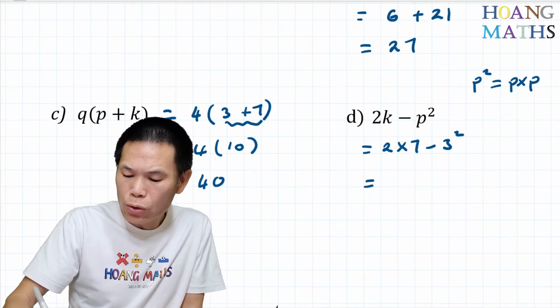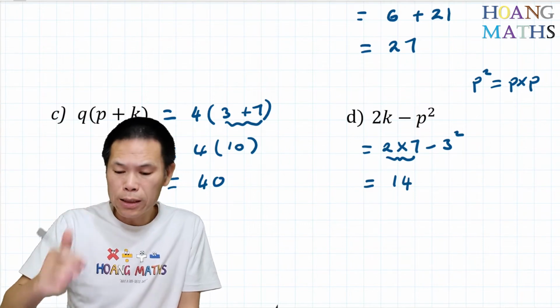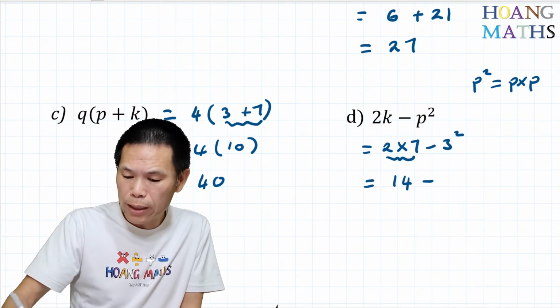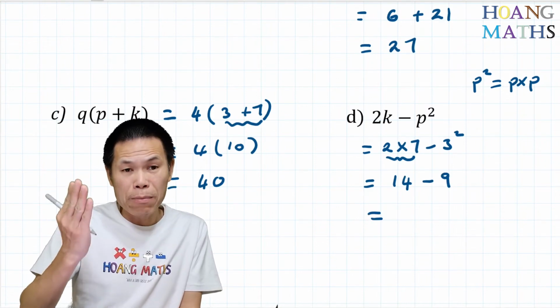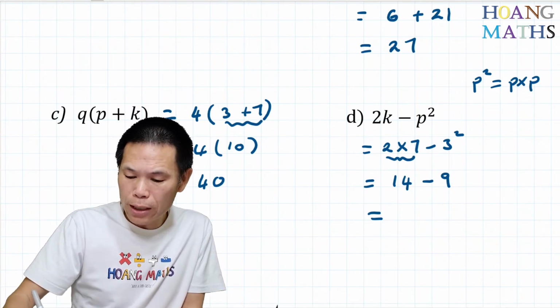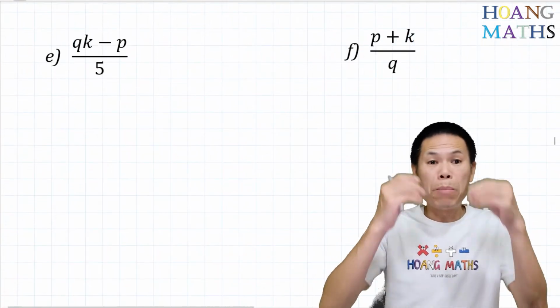So we can just do 2 times 7, which is 14. And we minus 3 squared. But 3 squared is 9. 3 times 3 is 9. And then we just go 14 minus 9. So 10 minus 9 is 1. We add 4 is 5. So the answer is 5. So there you go.